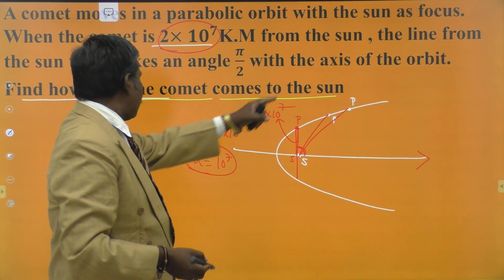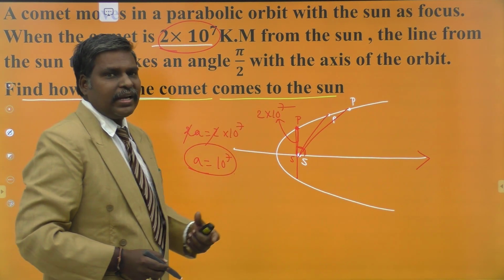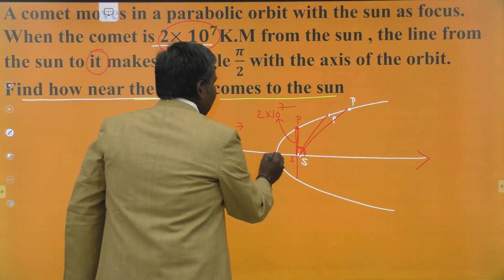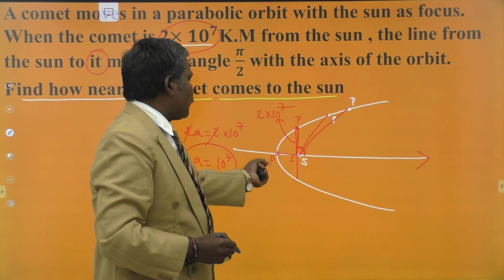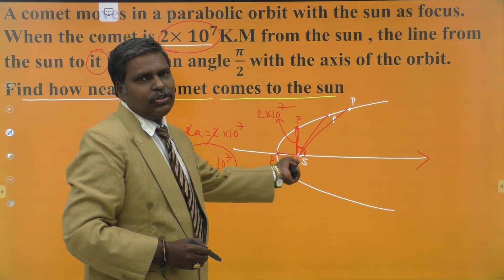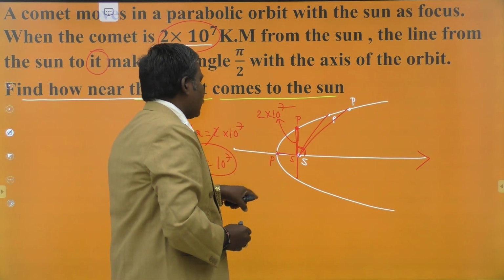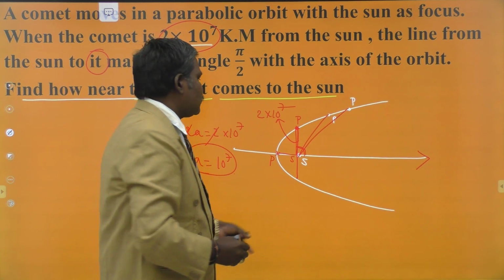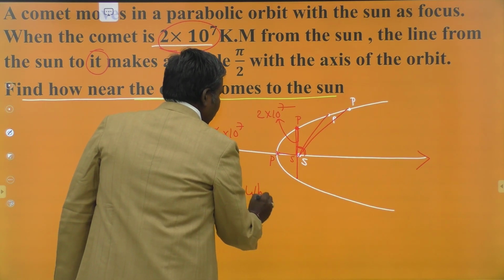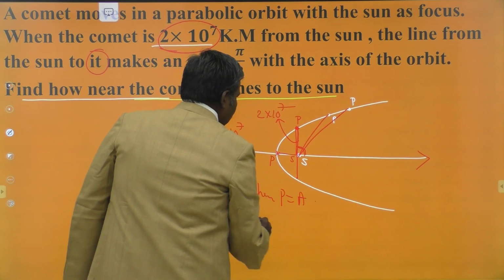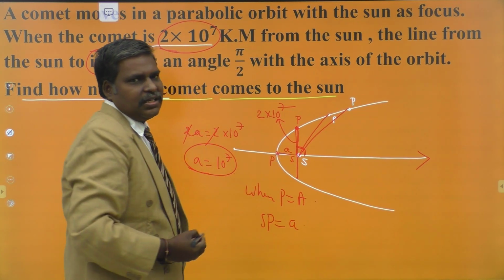Your job is over. What is the question here? Find how near the comet comes to the sun. When your comet is here, then it is very, very near to your focus. Just as we discussed, the vertex is the point on the parabola nearest to the focus. So when P comes to the vertex, that is nearest to your sun. Your sun is your focus here. So what is the distance from P to S when P is at the vertex A? When P is equal to A, SP is equal to a. So the distance from here to here is a units.